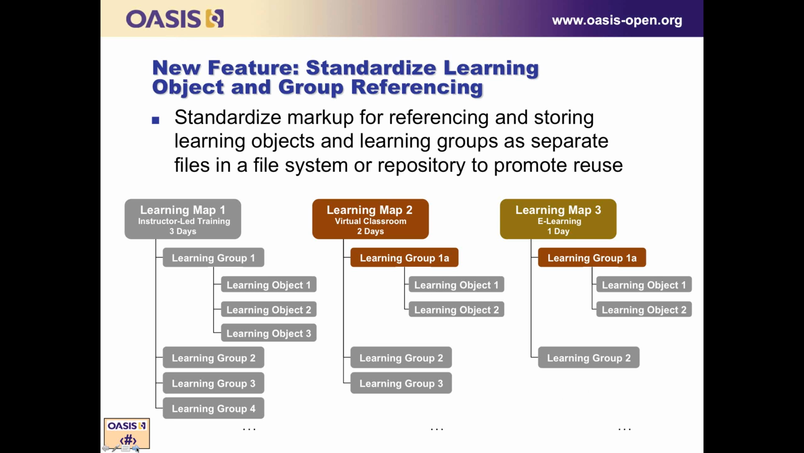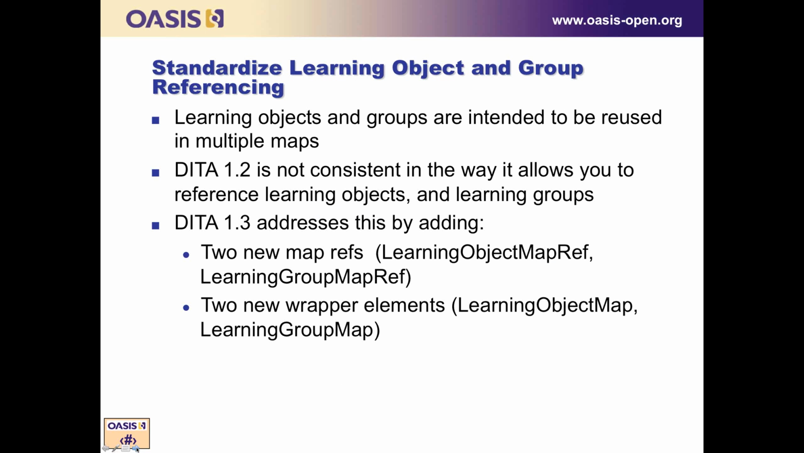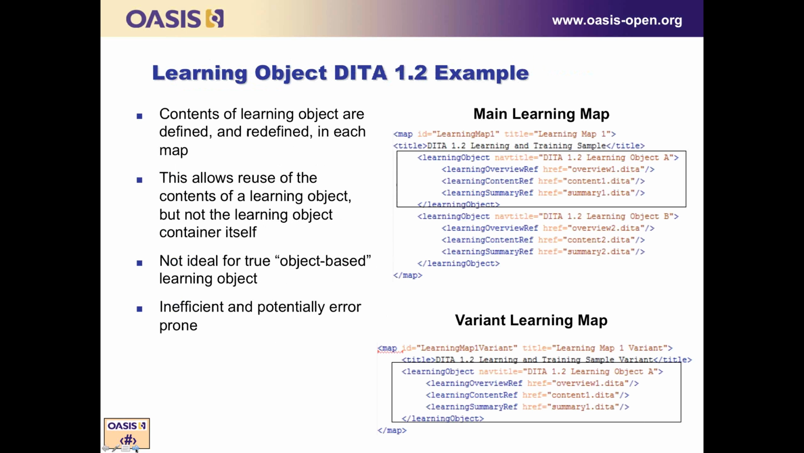Okay. The learning objects in the groups really are intended to be reused in multiple maps. However, we found that in DITA 1.2, there really wasn't a consistent approach in the way it allowed us to reference learning objects in learning groups. DITA 1.3 addresses this by adding some new elements. So we add 2 new map references, learning object map ref and learning group map ref, and 2 new wrapper elements, learning object map and learning group map. And I'll show you an example.